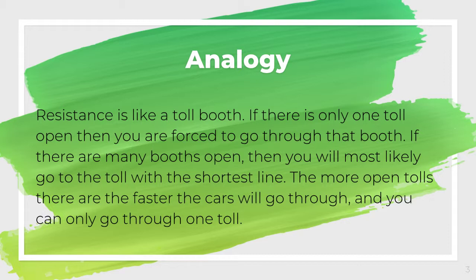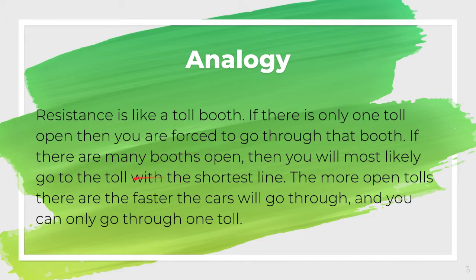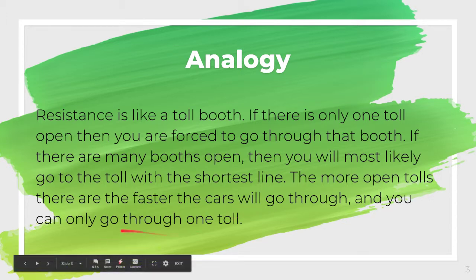The more open tolls there are, the faster the cars will go through, and you can only go through one toll. This is like resistance because if there's only one open, then you have to go through that one. And if there are many open, then you're most likely to go to one with the shortest line, or the least resistance. And if there's more open, the faster the cars will go through. And you can only go through one path.